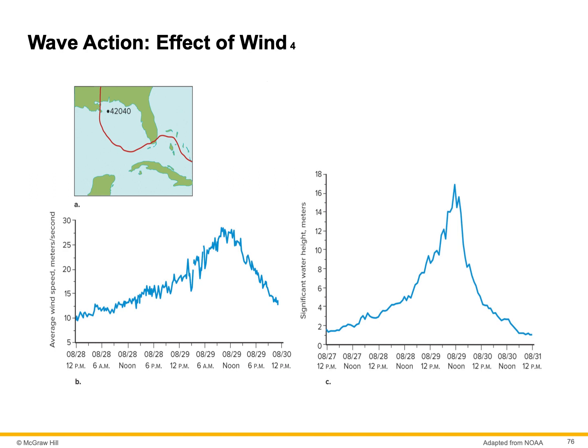The path of Hurricane Katrina is shown right in here. 42040 is a station that actually recorded wind speed and wave height. Here, the average wind speed for 10-minute intervals is recorded. And here, the significant wave height. You can see it kind of correlates with the wind speed right here.